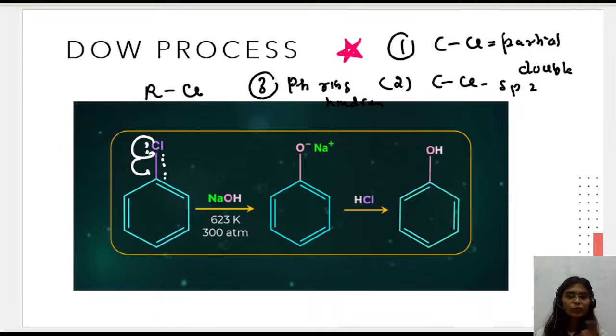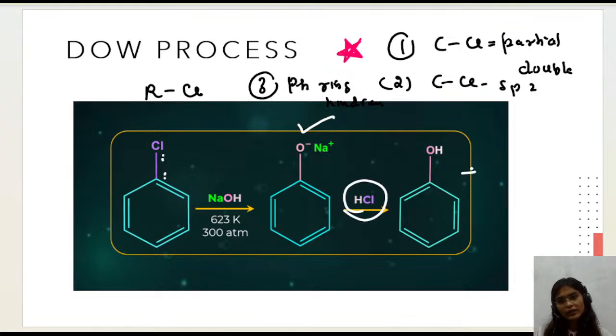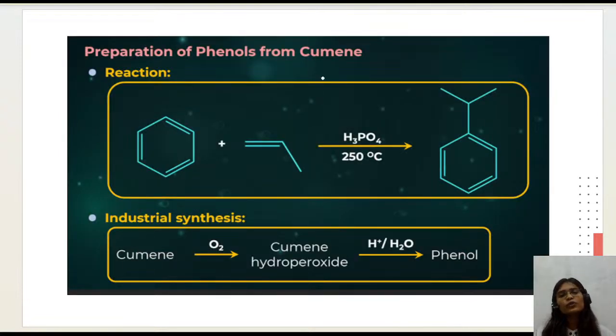So wait, why not increase the temperature? 623 Kelvin is not a very small temperature, it's a very good temperature. Then it's simple. Observe this: RCl is there, and you are increasing the temperature. If you are using NaOH, we get the phenoxide salt, sodium phenoxide. Then with HCl, it's simply replaced, and we get NaCl as a side product. It's a simple reaction.